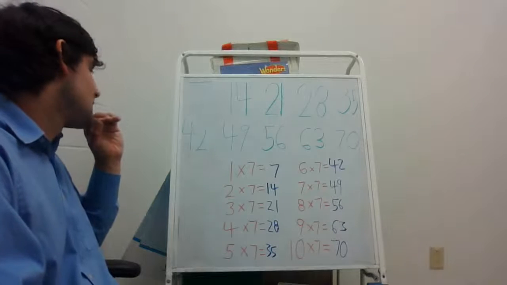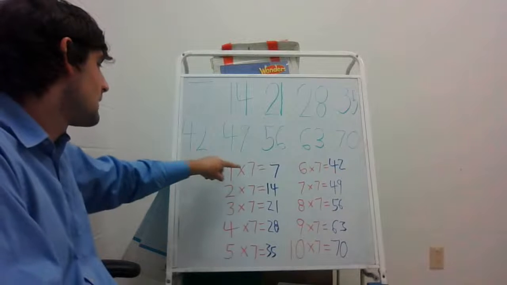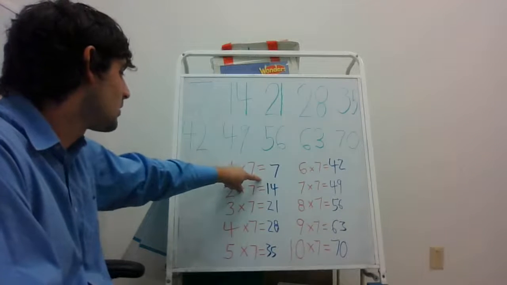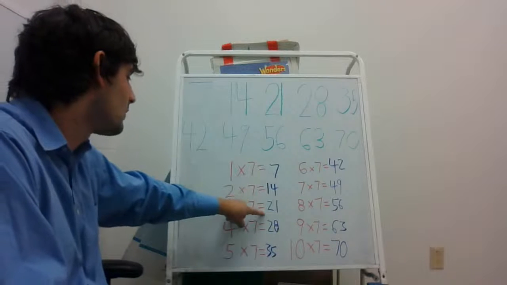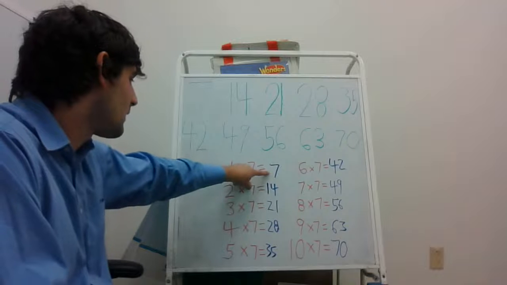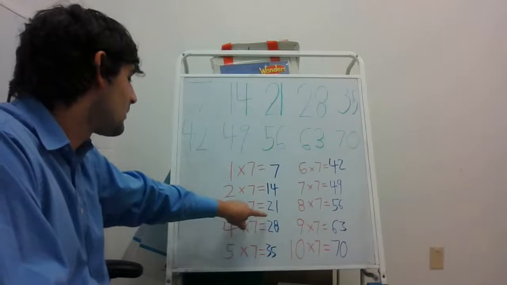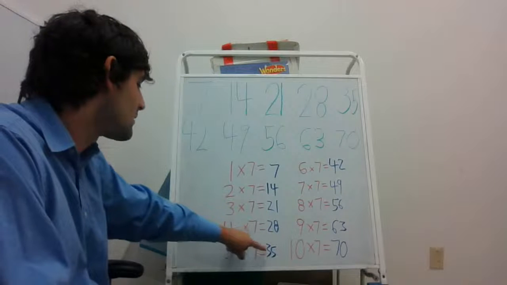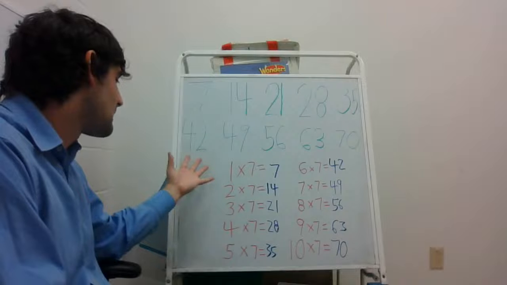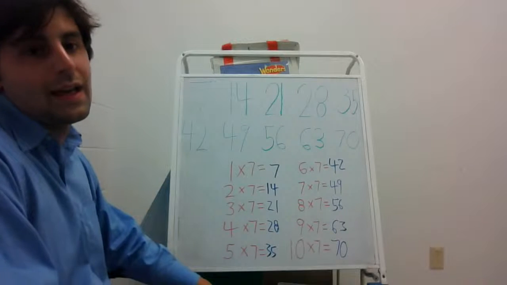Now again, it follows the same pattern. The answer, 1 times 7 equals 7, then 2 times 7 is 7 more. The answer to the multiplication problem is always 7 more than what the answer was to the previous problem. 14 is 7 more than 7. 21 is 7 more than 14. 28 is 7 more than 21. 35 is 7 more than 28. So you're just going up by 7. It's just adding 7 every time. All right.